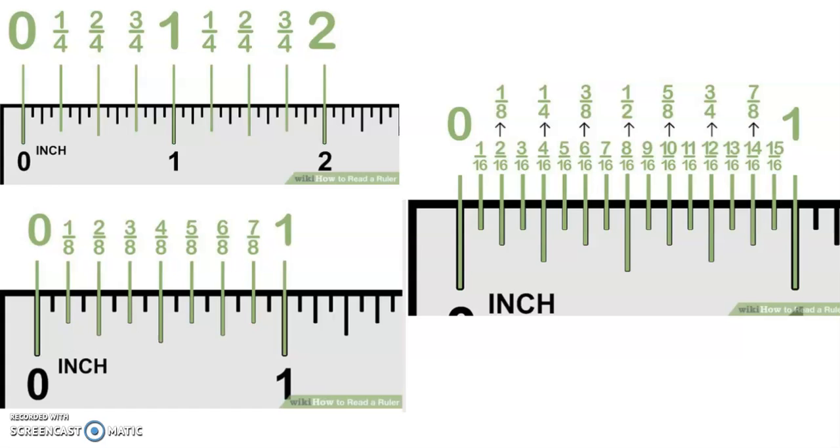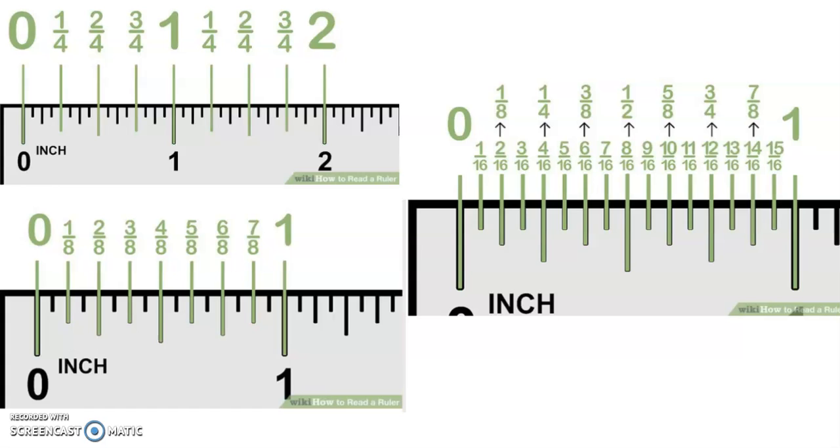If you look down in the bottom left-hand corner, if we go one line smaller, now we have eighths because there are 8 lines. So 1/8, 2/8, which is the same as 1/4, 3/8, 4/8, which is the same as 1/2, 5/8, 6/8, which is the same as 3/4, 7/8, and 1 inch.